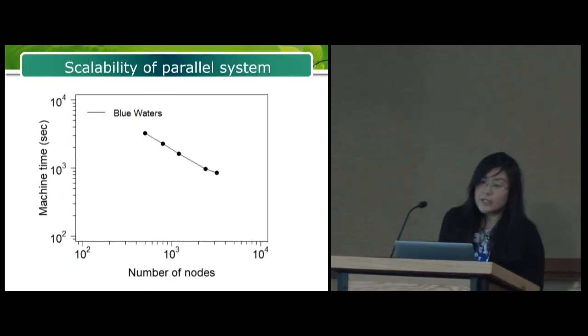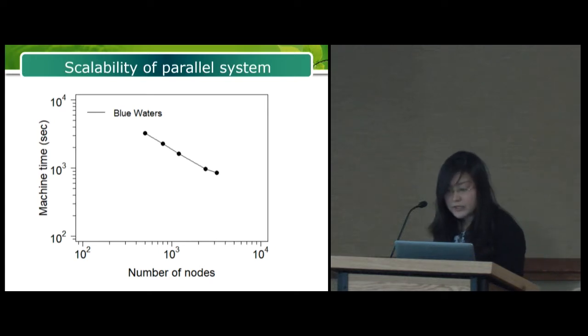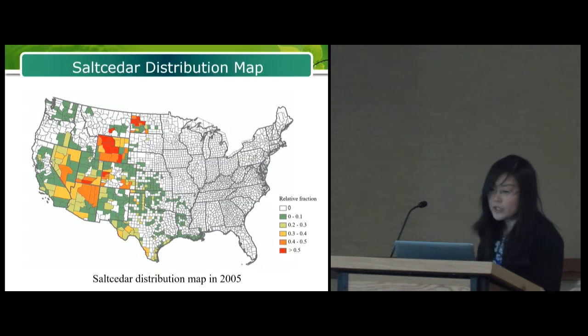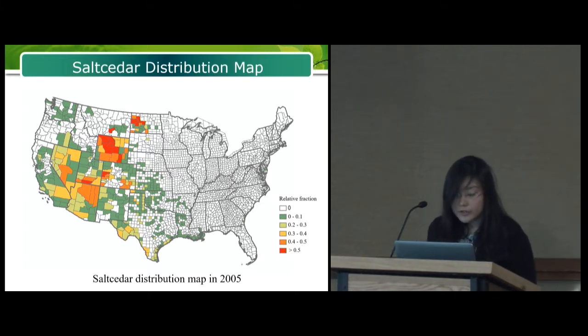And here it shows the scalability of our parallel system. We tried to scale it from about 500 nodes to about 3,000 nodes. On this log scale, it seems to have relatively good scalability. And this briefly shows the Saltcedar Distribution Map. Using the parallel system in 2005, we could see multiple states with severe Saltcedar invasion issues, especially Wyoming, Utah, Nevada, Arizona, and also some southern California areas.